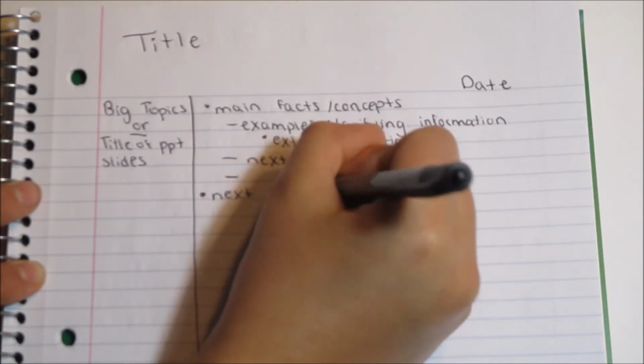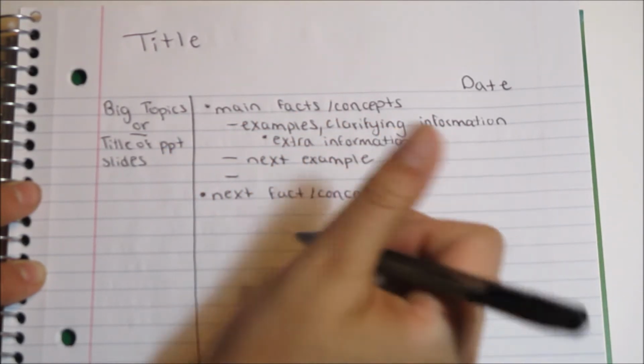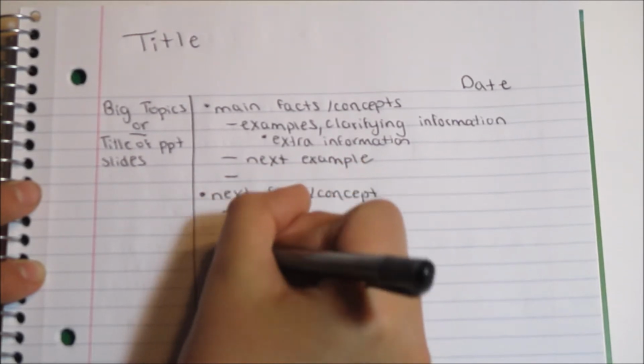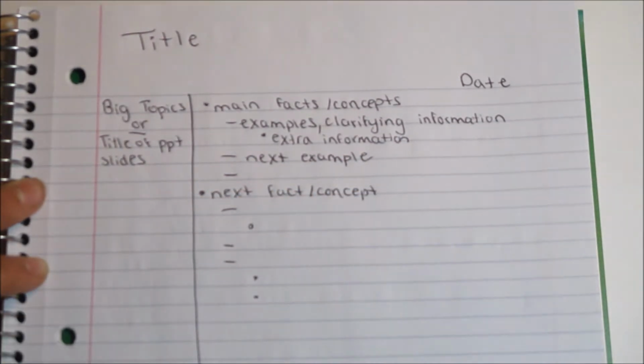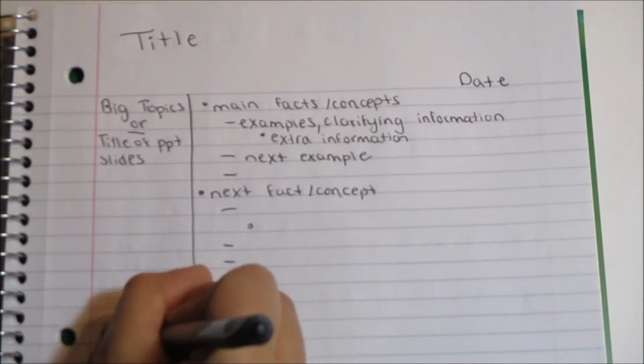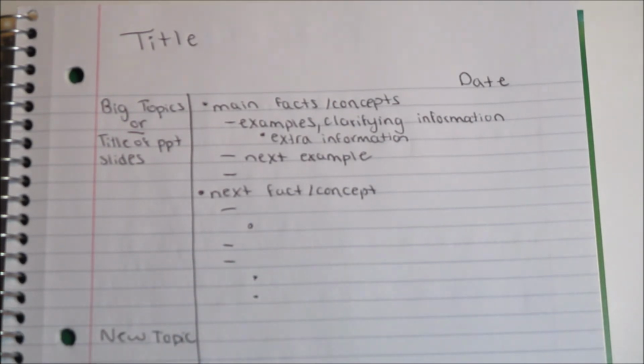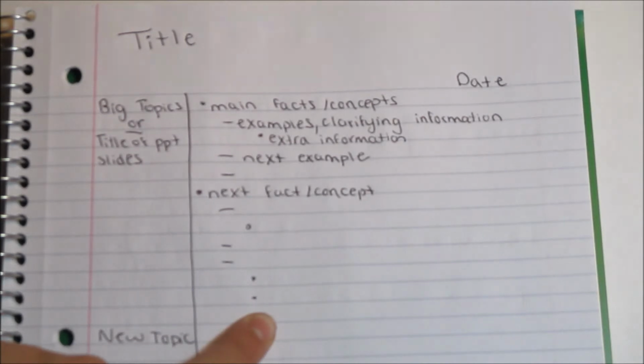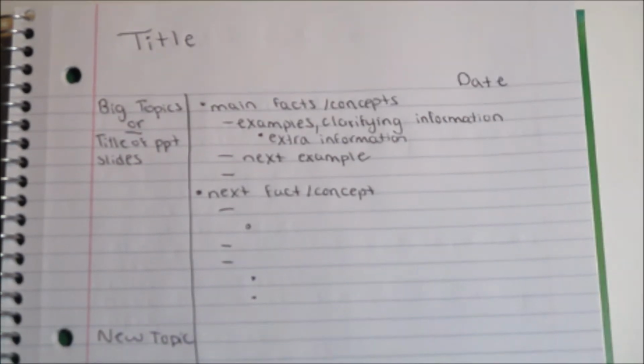And then I will just continue that process of dots and dashes and dots all the way down my paper with more information. When I'm ready to write a new big topic or a new title for a PowerPoint slide, I will skip a line and write that in the left-hand column and continue with the notes on the right-hand column.